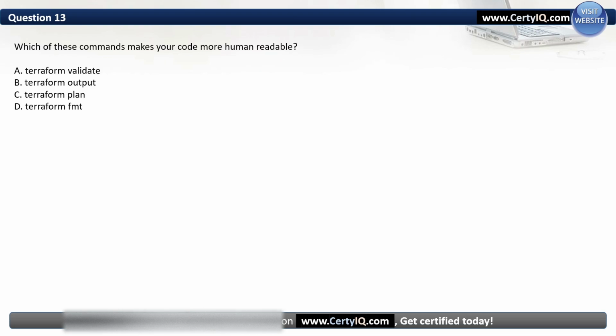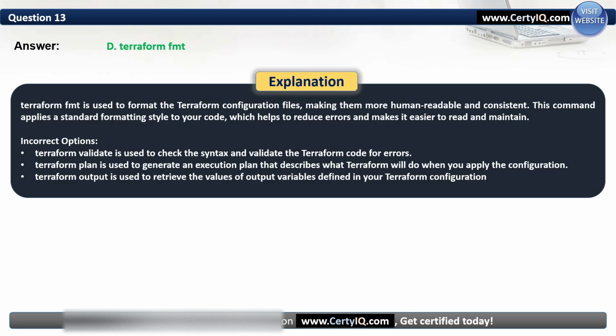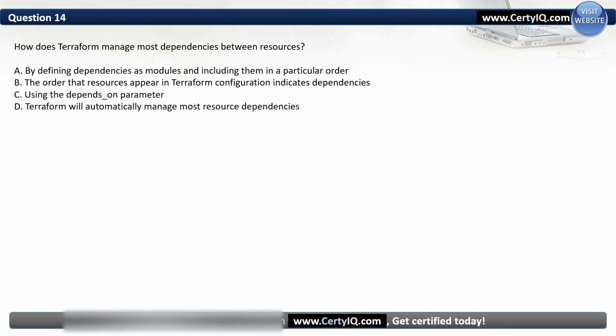Question 13. Which of these commands makes your code more human readable? The correct option is D, terraform fmt. Terraform fmt is used to format the Terraform configuration files, making them more human readable and consistent. This command applies a standard formatting style to your code, which helps to reduce errors and makes it easier to read and maintain.